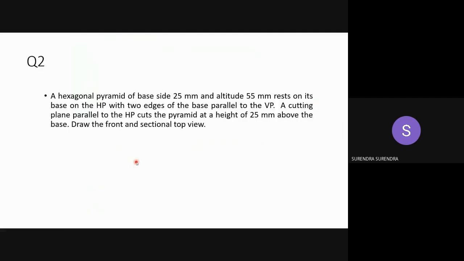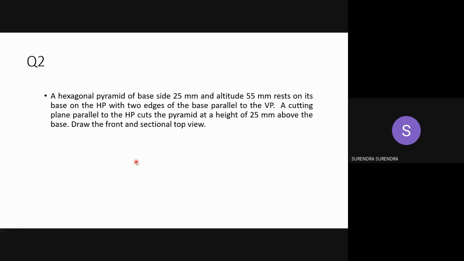Next, note the problem 2. Go through the problem. Hexagonal pyramid. So most of the cases you'll get only the problems on pyramid, because if you cut a prism perpendicular to the axis, you'll get almost the same shape even after sectioning. So most of the examples will be on pyramids or cone. So read the problem number 2.